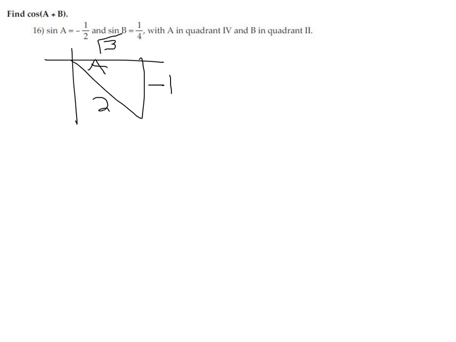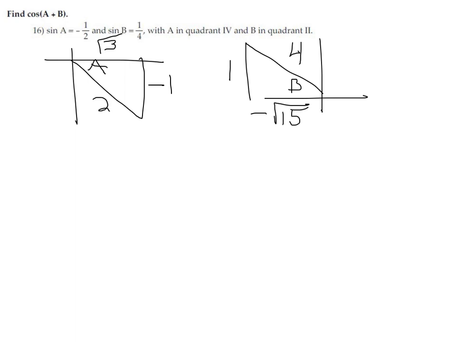That's A. Similarly, B is in quadrant 2, so we can set up a nice triangle for B. Sine of B is 1/4, so that's 1 and 4. And the Pythagorean theorem gives us negative square root 15. I know it's negative because it's left. And I know this 1 is positive because it's up. And the hypotenuse is always positive. For the square root of 15, we have a squared plus b squared equals c squared. So if we take c squared, 16, minus b squared, 1, we get 15, and square root that.